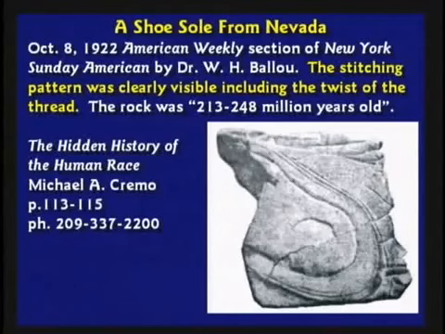American Weekly, 1922, ran this article, in the New York Sunday American: the sole of a shoe from Nevada. The stitching pattern was clearly visible, including the twist of the thread. The rock was 213 to 248 million years old. Now, Michael Cremo, who wrote this book, Hidden History of the Human Race, is a Hindu. I've talked to him several times. The book is excellent, by the way, on strange things that are found out of place.